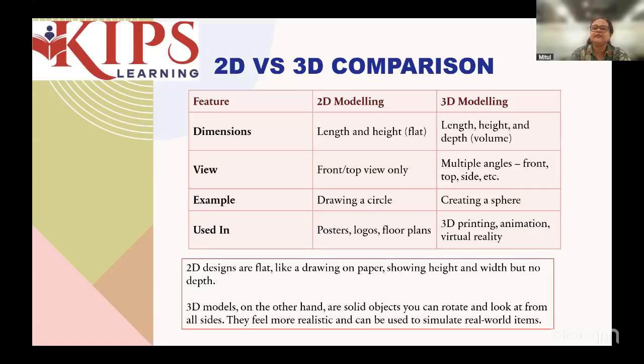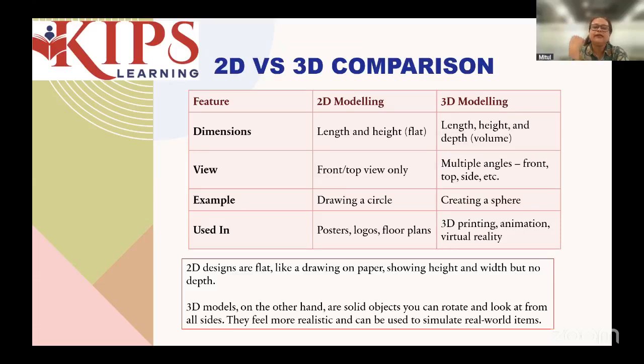Now, let us see the 2D versus 3D comparison. What is the difference? If we see the feature of dimension, 2D modeling has only two dimensions, that is length and height, a flat surface. And in 3D modeling, we have length, height, and depth. That is, the volume is also there. That is the reason we get the three-dimensional image.